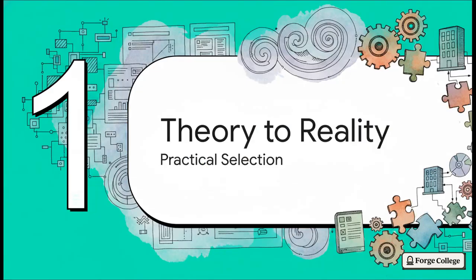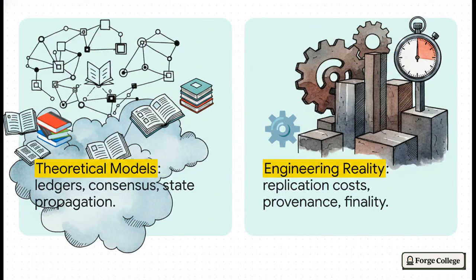All right, Section 1, from theory to reality, moving from synthesis to practical selection. So if you recall our previous lesson, Synthesis of Blockchain Fundamentals, you built this really fantastic mental model of the theoretical concepts, things like ledgers, consensus, and state propagation. But over here on the engineering reality side, we have to apply some very practical filters. This is where we transition from those abstract ideas to actionable selection.